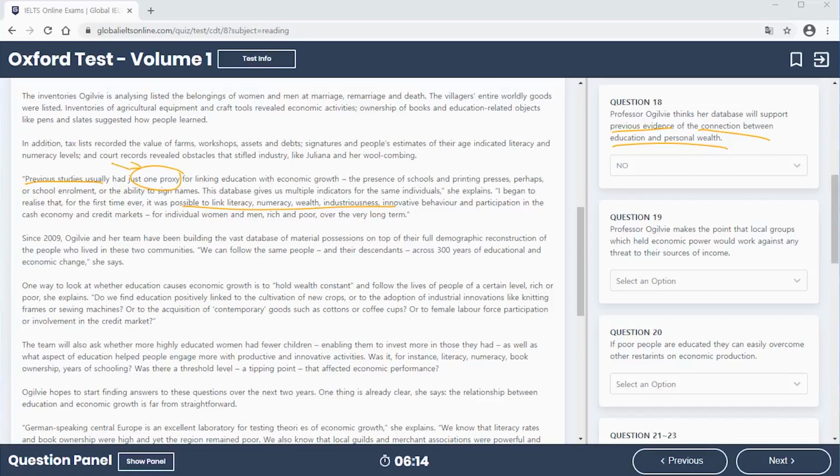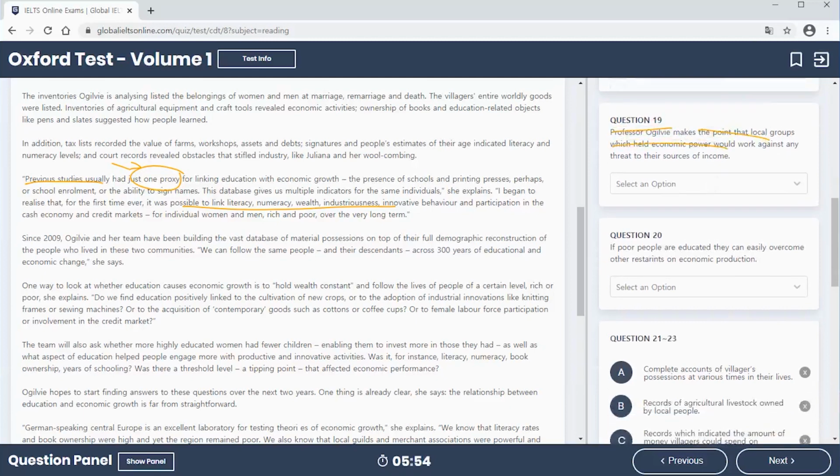Okay. So she's not actually come to any conclusion yet. Okay. So it contrasts just one proxy, which relates to previous studies, with multiple indicators for Professor Ogilvie's database. So therefore, the answer is going to be no for that one.